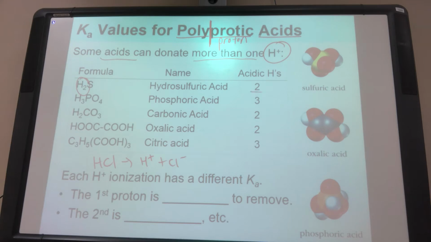H2S can donate two. This is a diprotic acid. H3PO4 can donate three. This is triprotic. This one's two, another diprotic. This one's got an H here and an H here, so that's two. Another diprotic. Now here, you might say, well, he's got 5 and then 8, so that's 8.